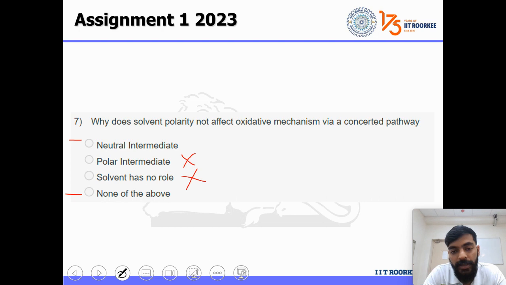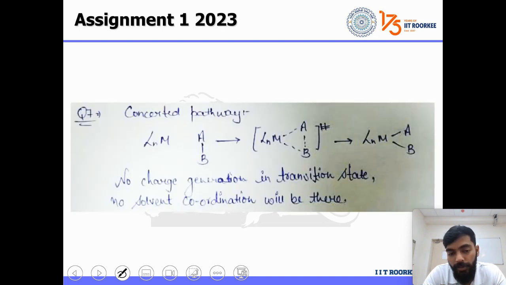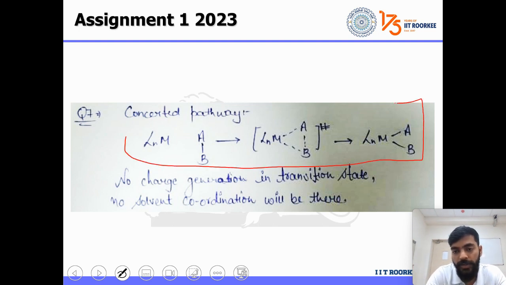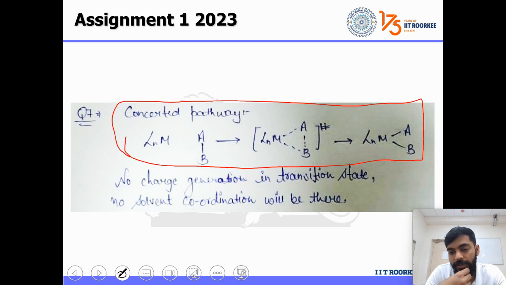The question was: solvent polarity will not affect oxidative mechanism. Why? Because it is not involved in the coordination. Rather, it is providing a medium for the reaction. Understood? See here, in this mechanism, solvent is not involved at all. So if it is not involved, how will its polarity affect the reaction? That's why it is not affecting.